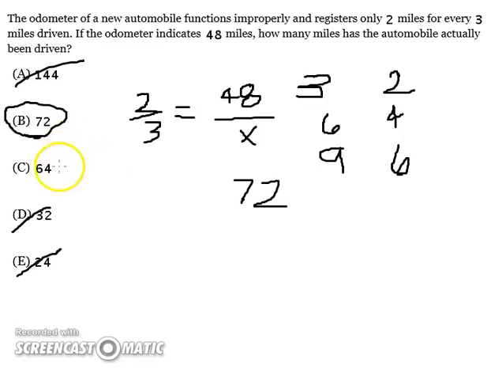So if you get to this point and you have no idea what to do, just pick one. I know you're not supposed to guess, but if you can narrow it down at all, if you can cross off at least one answer that you know is wrong, then go ahead and guess.